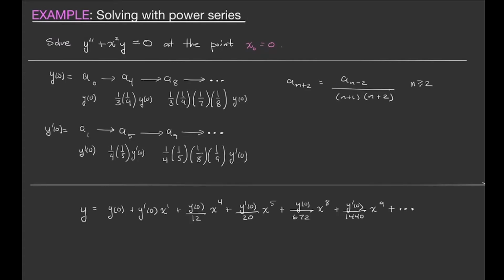And I want to note that I missed a negative sign, which will change the sign of a few of these terms, namely these here. The important thing to note in this case is how we can determine the whole series and any term in the series simply by knowing y of 0 and y prime of 0.